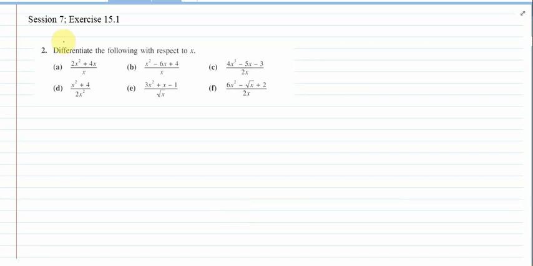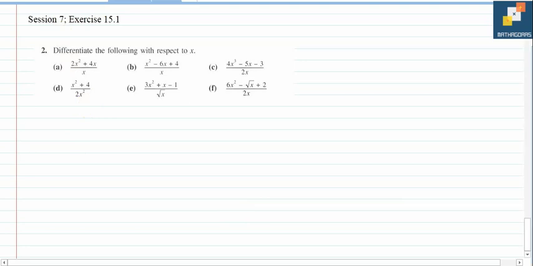Alright class, it's session number 7 and week number 2. In last class we had discussed the basics of differentiation: what is differentiation, how to find differentiation, and how we define differentiation, right? So there are three basic and important rules that we had discussed in the last class.